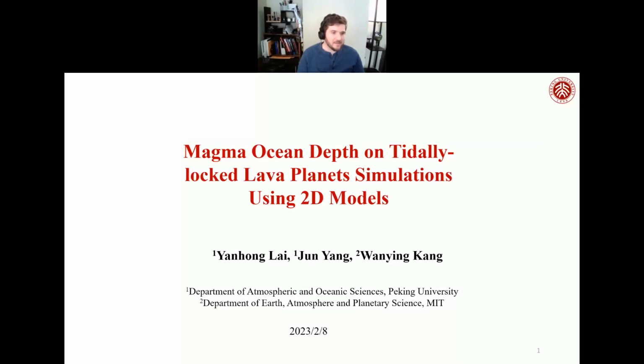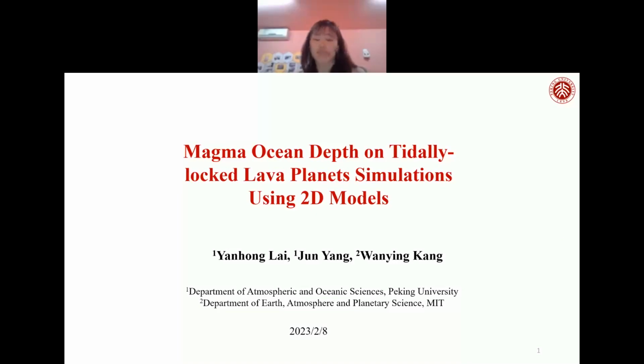I'm Yanhong Lai, a fourth year PhD candidate from Peking University in China, and Jun Yang is my advisor. Today I'm going to talk about the magma ocean depth on tidal lock lava planet simulations using 2D models. In this project, Wang from MIT also instructs a lot.